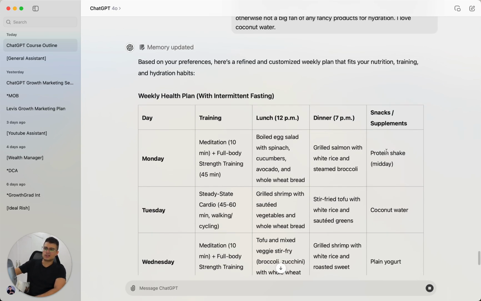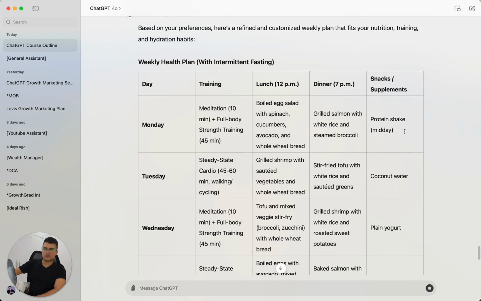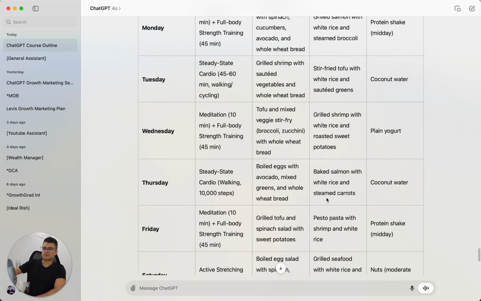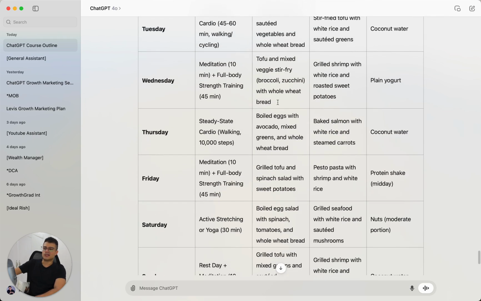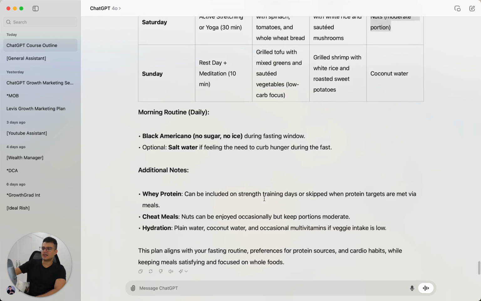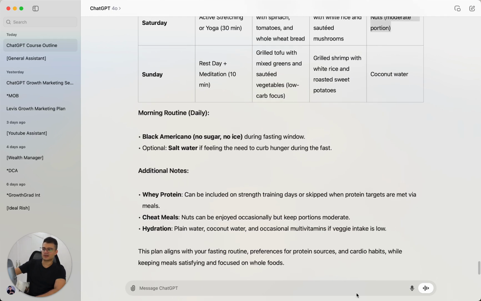So based on this, it's given me a snack option. That's something that I like that it's added. It's replaced my lentils with eggs. It's actually taken sweet potatoes and put it in some of my meals. It's taken my whole wheat bread as an input. It's added my plain yogurt and coconut water and all of these nuts in moderate proportion because it knows that I'm going to overdo on nuts, some salt water and black Americano and all of that.